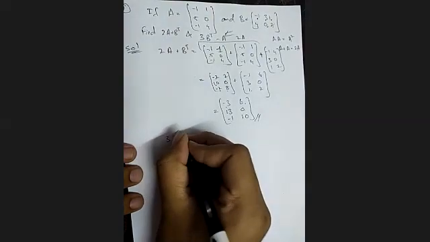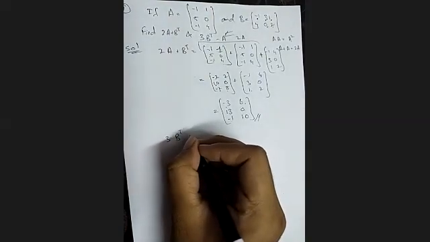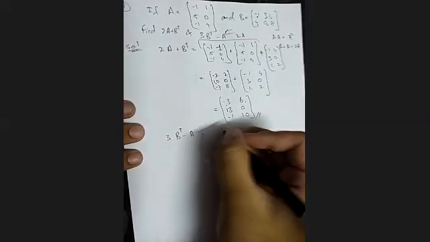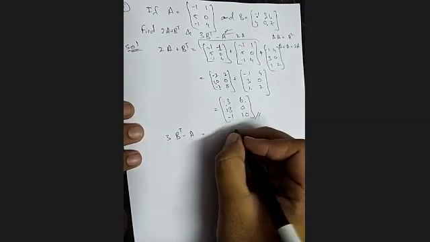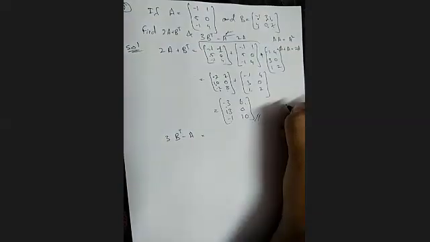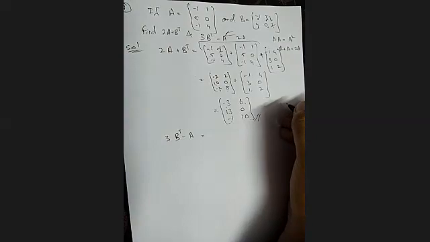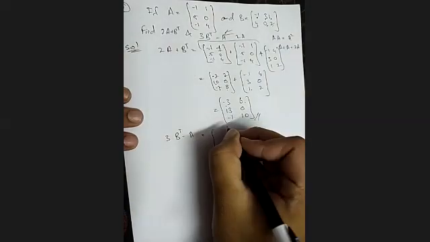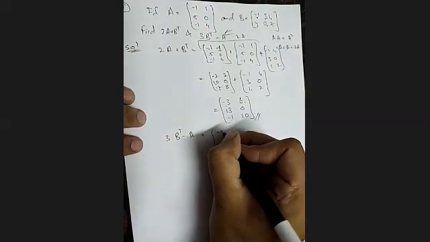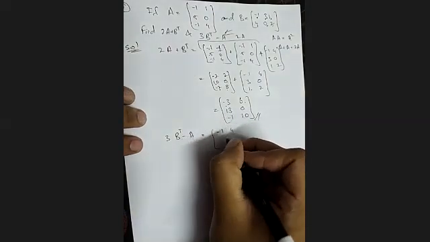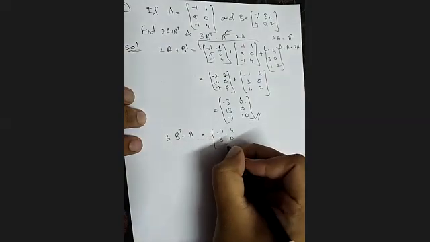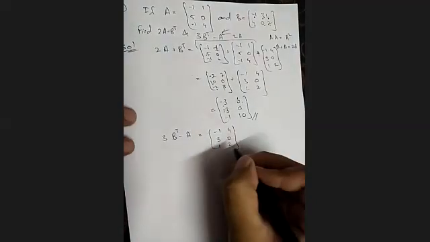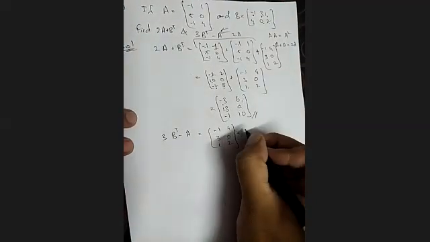3B transpose minus A. So 3B transpose means you have to add B transpose 3 times. Okay, so that you can even do in your rough column. Minus 1 4 3 0 1 2. This is B transpose. B transpose plus B transpose plus B transpose.